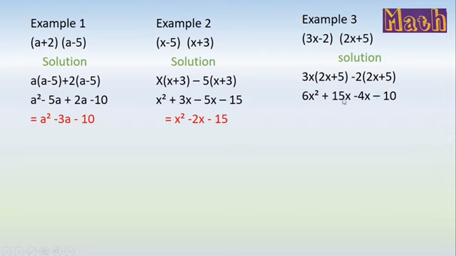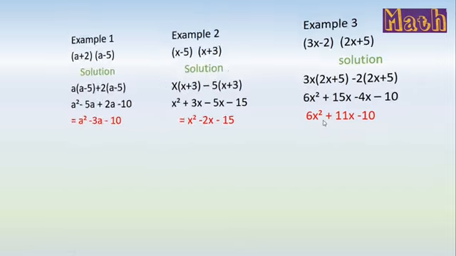Now 15x and minus 4x are like terms, so I can subtract 4x from 15x, which will give me 11x. So I'll repeat my 6x squared and minus 10. The 6x squared, the 11x and the 10 are unlike terms, so that becomes my final answer.